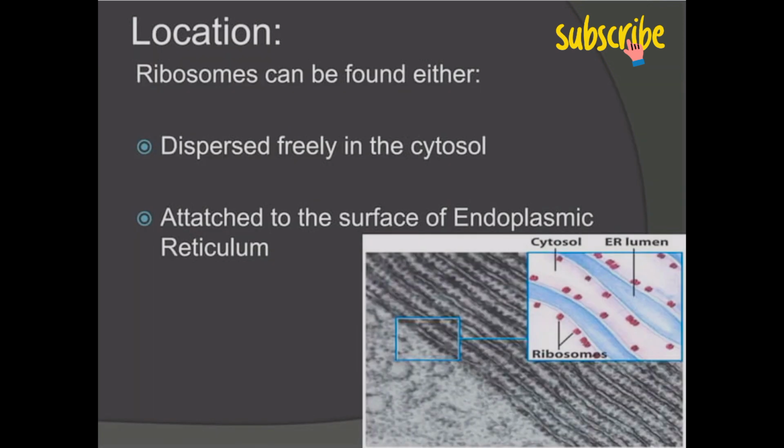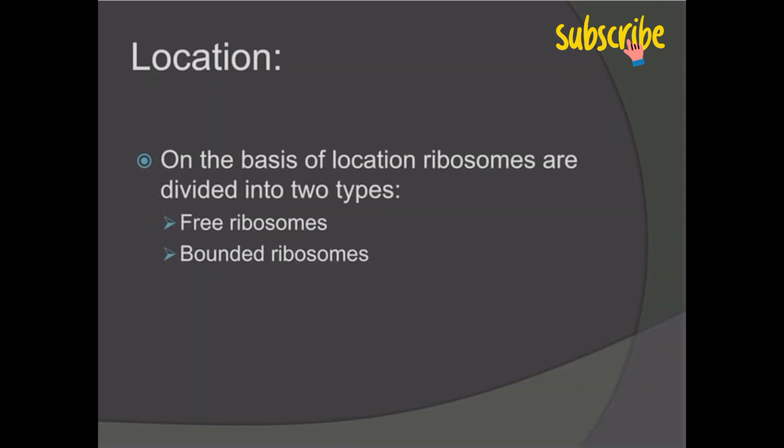Ribosomes can be found either dispersed freely in the cytoplasm or attached to the surface of the endoplasmic reticulum, converting it into rough endoplasmic reticulum. Ribosomes are also present within the mitochondria as well as in the plastids. So these are the locations. They are present freely in the cytoplasm, attached to the rough endoplasmic reticulum, and they may be present within the plastids or chloroplasts and mitochondria, which are self-replicating organelles.